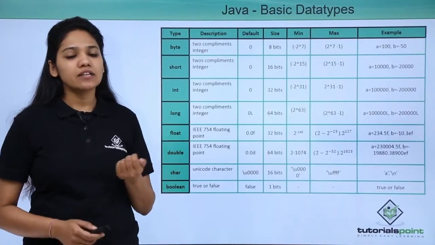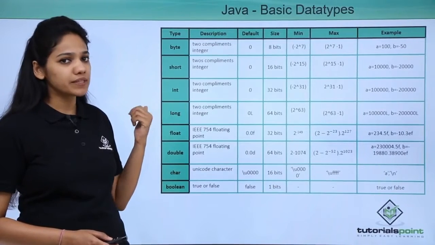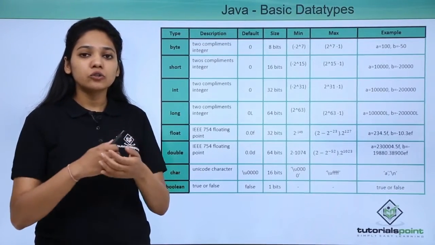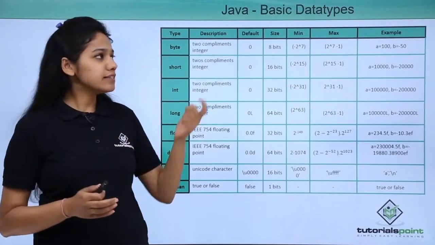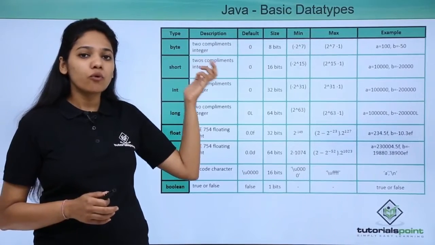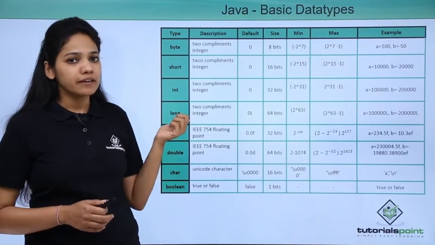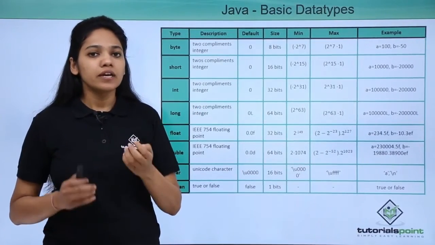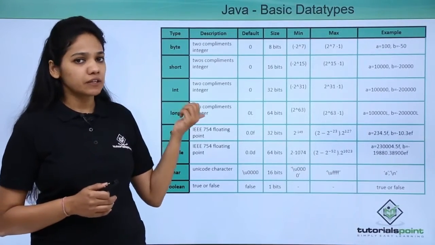In this chart, as you can see, the first and the second, byte and short, are two's complement integers. It means that they are used mainly to save memory space in arrays. Byte is 4 times shorter than int and short is 2 times shorter than int. Whereas int is the default integer type, it means if you have to store any numerical value, int is the default.